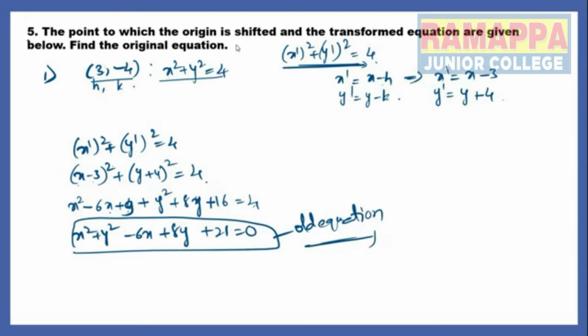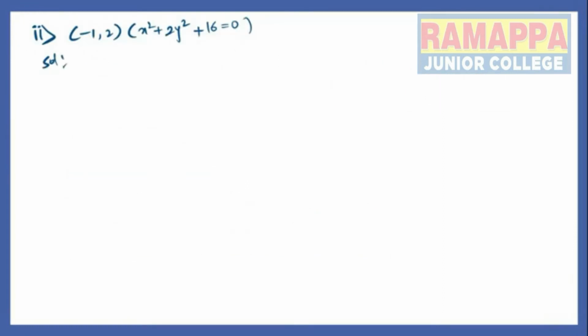Okay, in this bit another question is there, the second one, we'll do that one. Now the second question solution. Here h is equal to minus 1 and k is equal to 2. We need to find x dash is equal to x minus h and y dash is equal to y minus k. So we put the values: x dash is x minus, minus 1, minus into minus is plus 1. And y dash is y minus k, minus 2. These are the x dash and y dash.